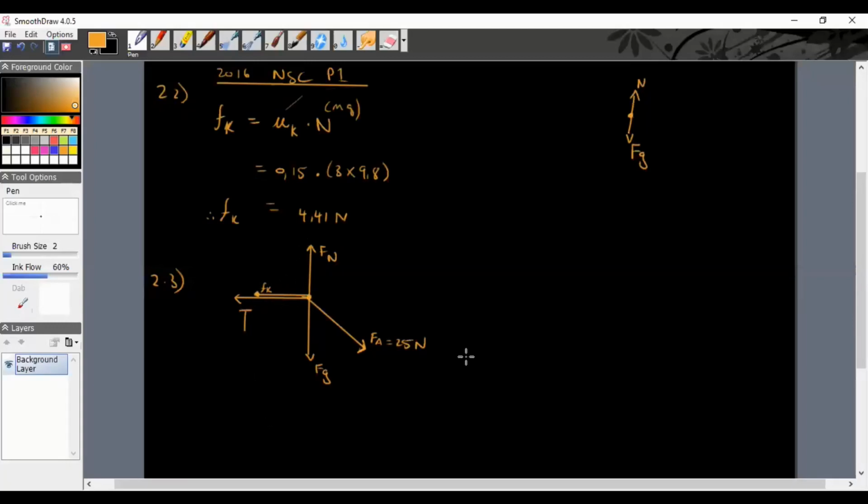And there's your free body diagram. Any questions? Hello, Dom. What about friction? Is that not a thing? No, yeah, it is. F_k, friction. There you go.